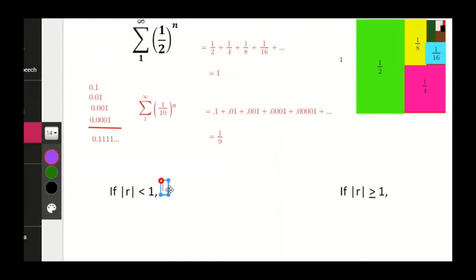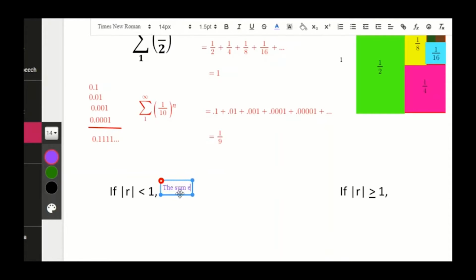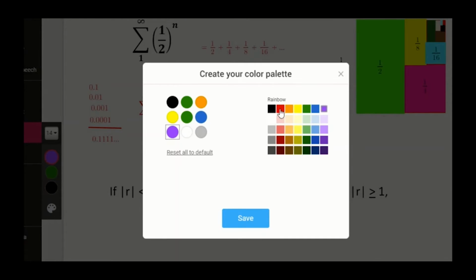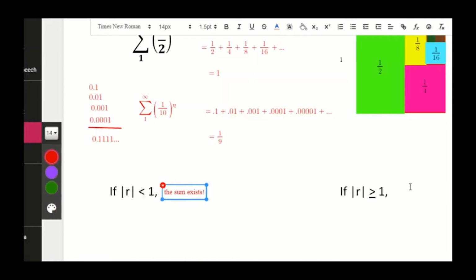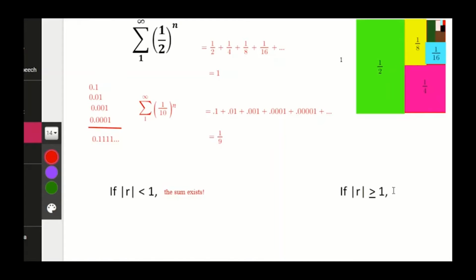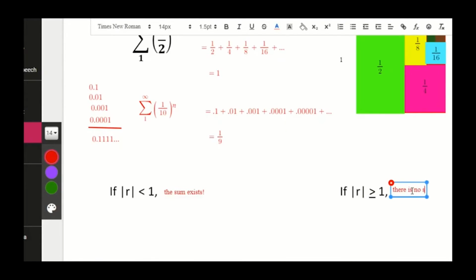Then the sum exists. It means we have an answer. Hooray! If the absolute value of R is greater than or equal to 1, so starting at 1 and going up, like the example I gave was 2, then there is no sum. There's just no answer. So if I ask you a question like find the infinite series for the sequence 2 to the n, you just say R is bigger than 1, so there's no sum, and I'm done.